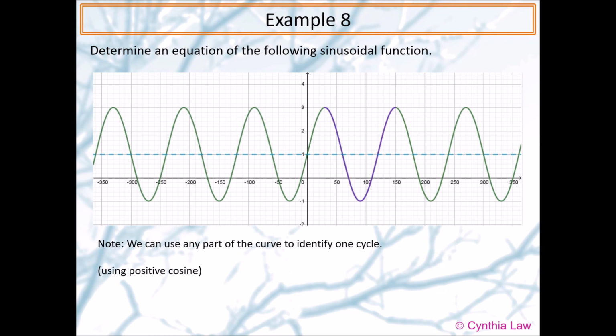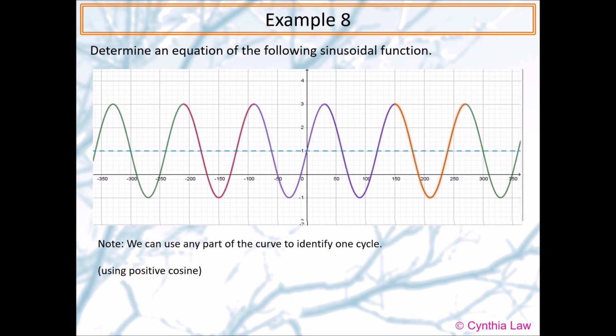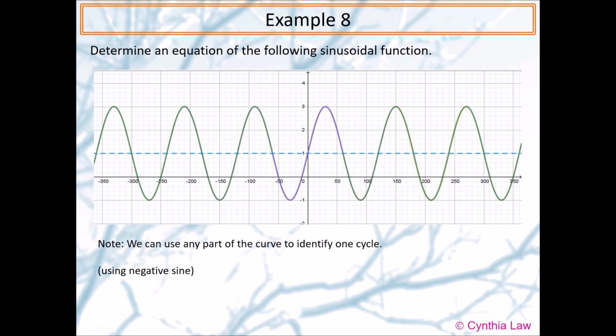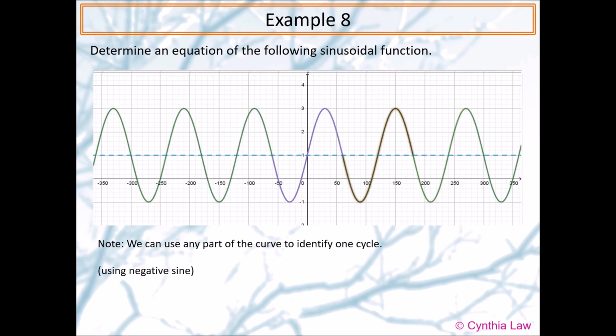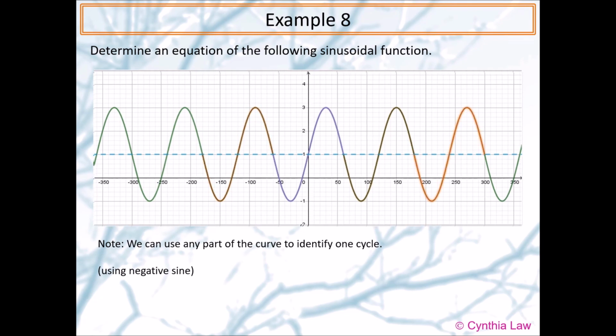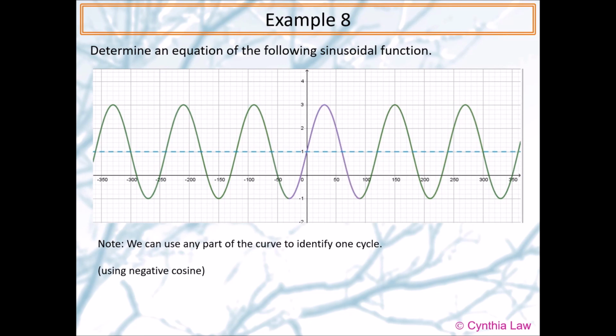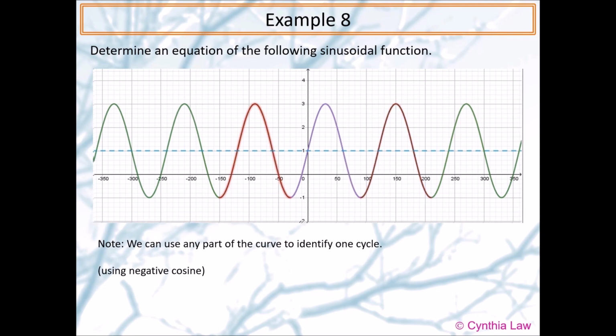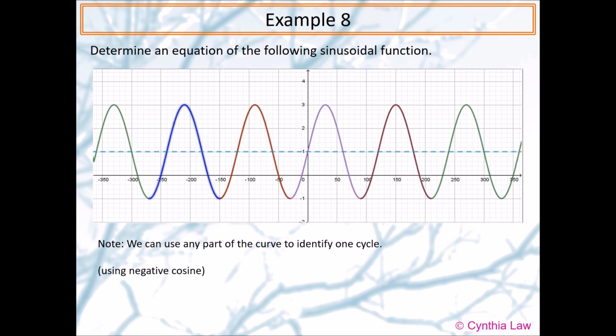Similarly, I can use different parts of the curve to identify the positive cosine curve. I could start here, here, here, or somewhere else. For negative sine, I could start here, here, here, or somewhere else. For negative of cosine, I could start here, here, here, or somewhere else.